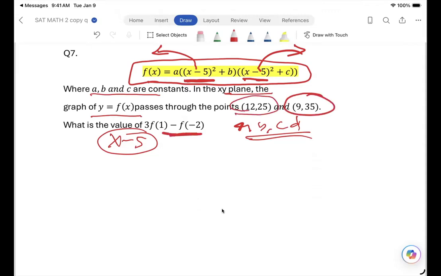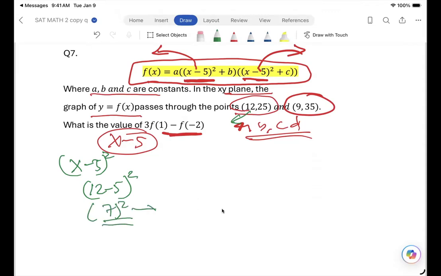They want you to find this. This is the picture. Look at it. X minus 5 squared controls everything. Put the x value here. So 12 minus 5 squared. This will give you what? 7 squared. Anything that gives you 7 squared should give you 225. It does not matter. Same thing.